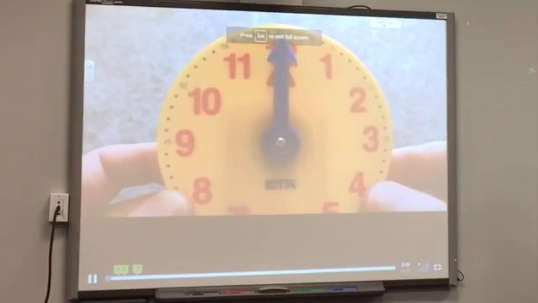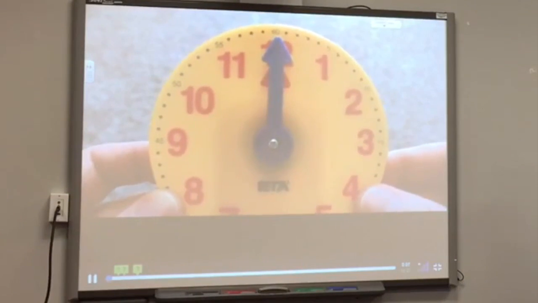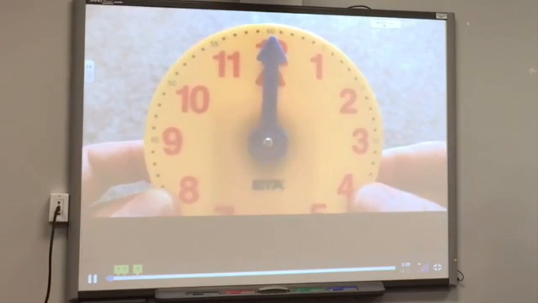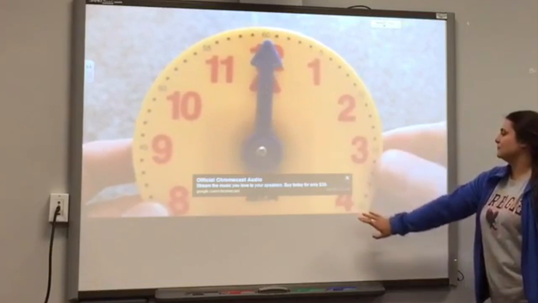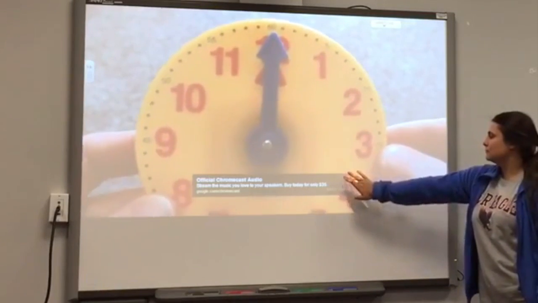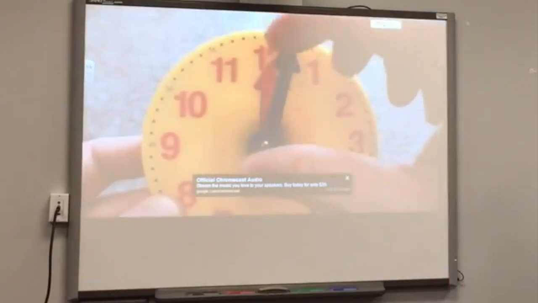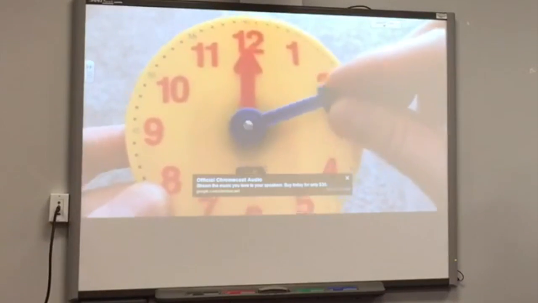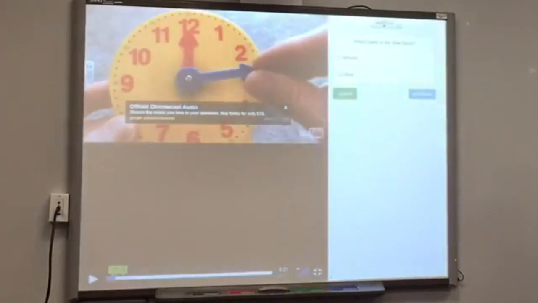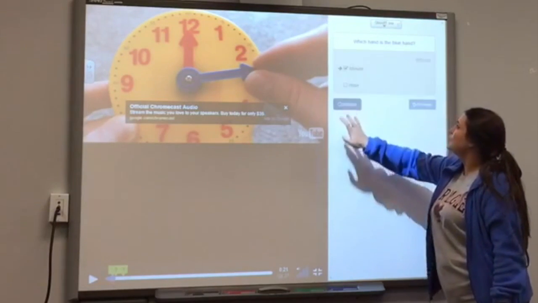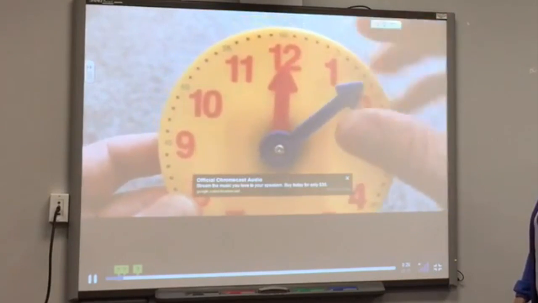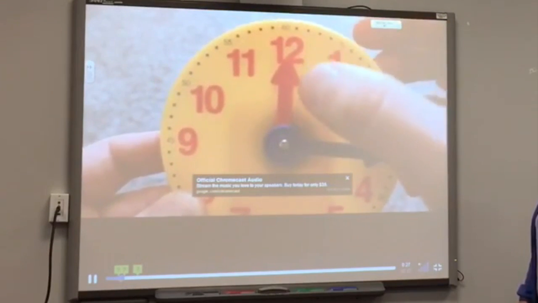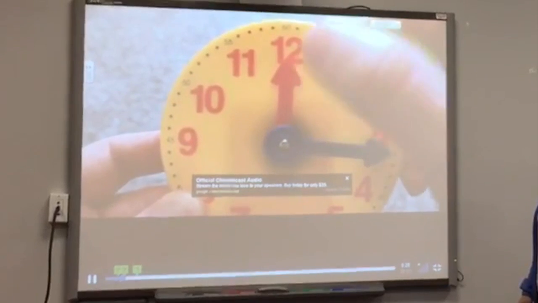Hello everyone! Today we're going to be telling the time and learning how to skip count by 5s. So we're pretty excited to do this. Let's go ahead and get started right away. We have the blue hand, which is the minute hand, and that's the one we'll be moving around the clock today to learn how to skip count by 5s. We also have the red hand right here, and that's the hour hand.